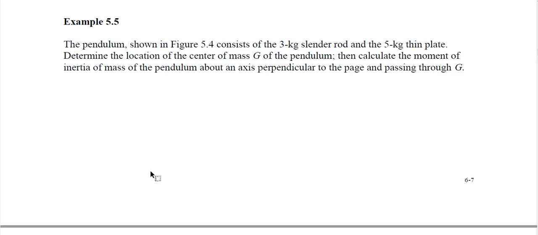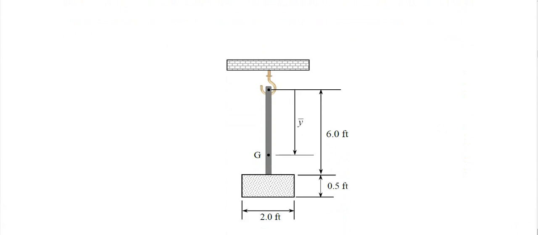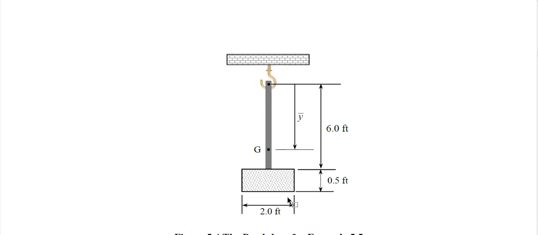Now we will work through another example of mass moment of inertia: the pendulum shown in figure 5.4. Okay, so what is this? If I go to this here, this is a pendulum, this is a rod, and this one is a rectangular section. The perpendicular axis is not known, so we can consider it a plate.